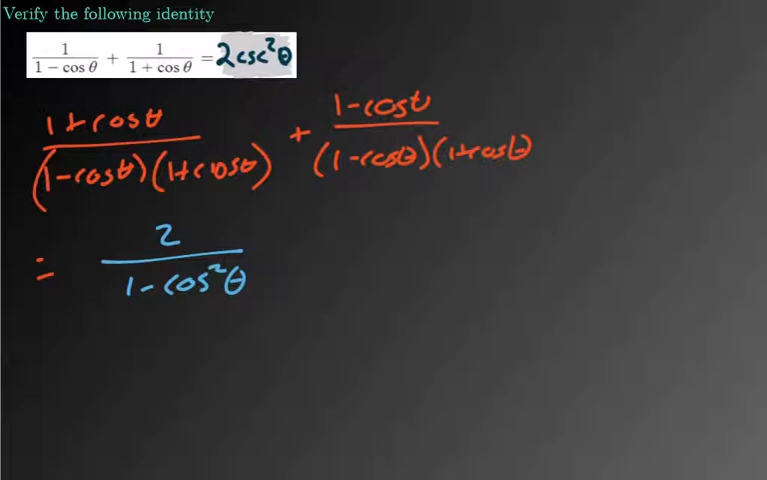And then this is where we can use a trig identity, the Pythagorean trig identity. 1 minus cosine squared is sine squared. And then, of course, 2 over sine squared is going to be 2 cosecant squared. And so that's it. You've taken the complicated thing and used some basic trig algebra to get down to the simpler thing.